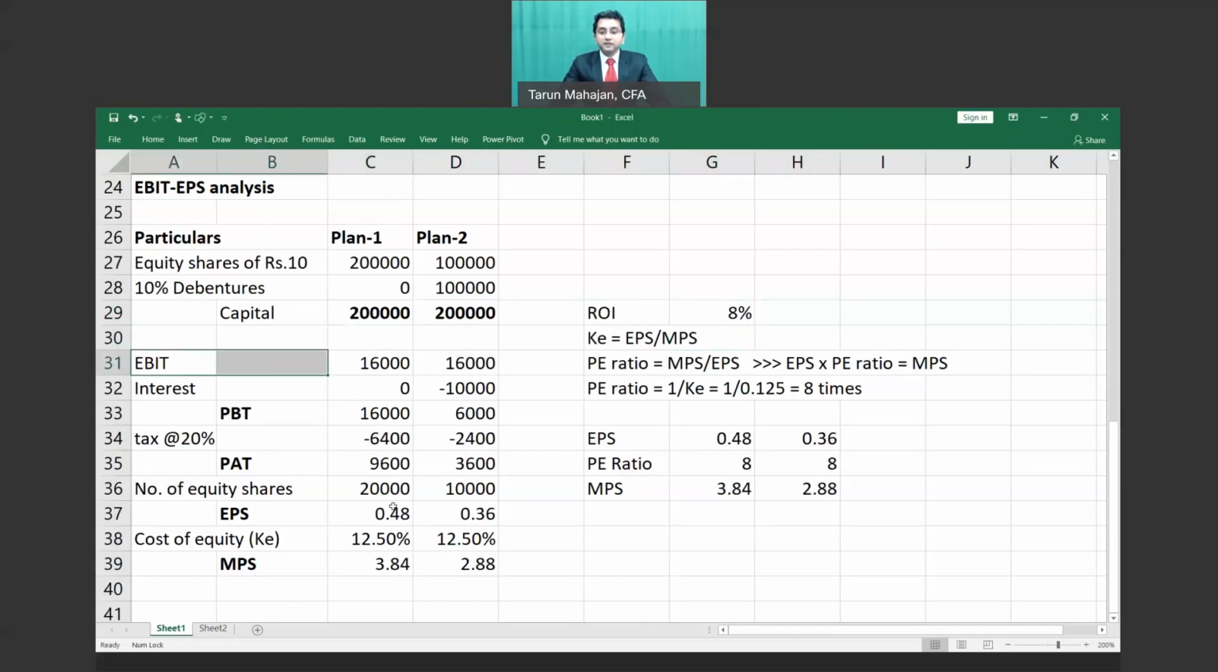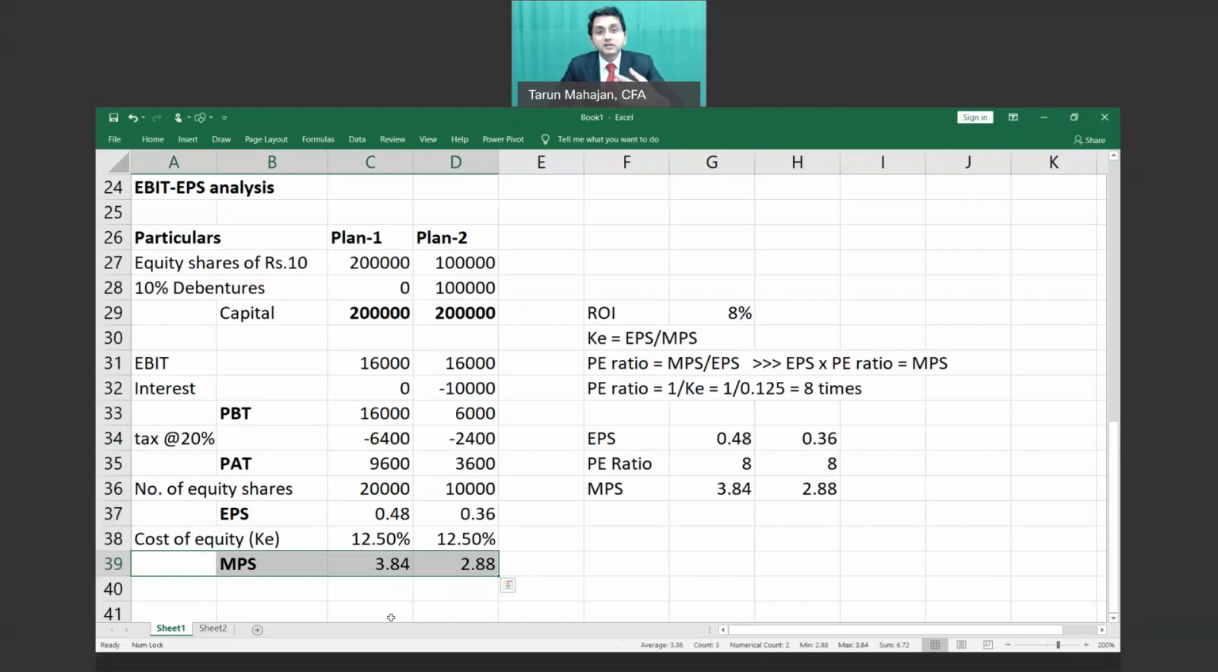Now EBIT is not 50,000 rupees for both plans. It is now 16,000 rupees. And then I calculate PBT, and then I calculate PAT, and then I calculate EPS, and now you can see the thing has just reversed. When ROI was huge, 25%, in that case, plan 2 was looking much more attractive. But if ROI reduces drastically and comes down to 8%, now you see that MPS under plan 1 is higher than MPS under plan 2.